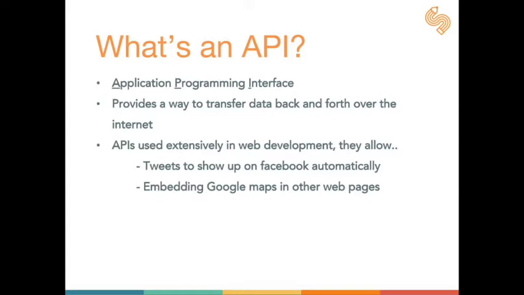API stands for Application Programming Interface. Basically, in terms of web development, it provides a way to transfer data back and forth over the internet. APIs are used pretty extensively in web development for any number of applications, but just two little examples: APIs do things like allowing your tweets to show up on Facebook. They allow you to embed Google Maps in other web pages. Tons and tons of things. So we're just covering one small slice of what APIs are and what they can do. But that's what an API is at a high level.